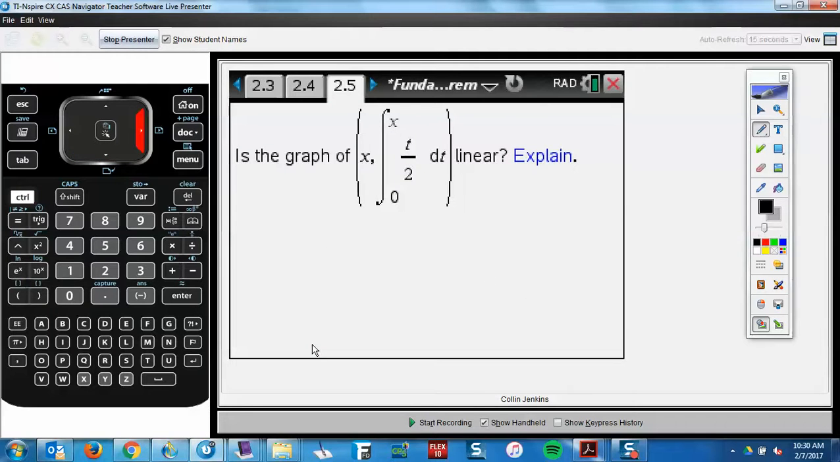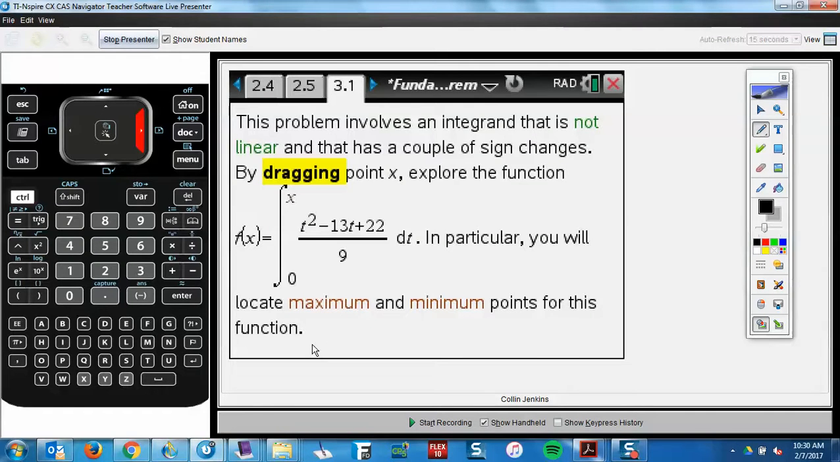Okay, is the graph linear? No, it seems to be curvy, almost U-shaped. Okay, go to the next page. Now let's take a quadratic, a parabola, and let's look at that. And we're going to pay attention to that area, but not only that, this curve's going to actually go down below the x-axis, so we'll get into some negative area and check out max and min points. Okay, go to the next page.